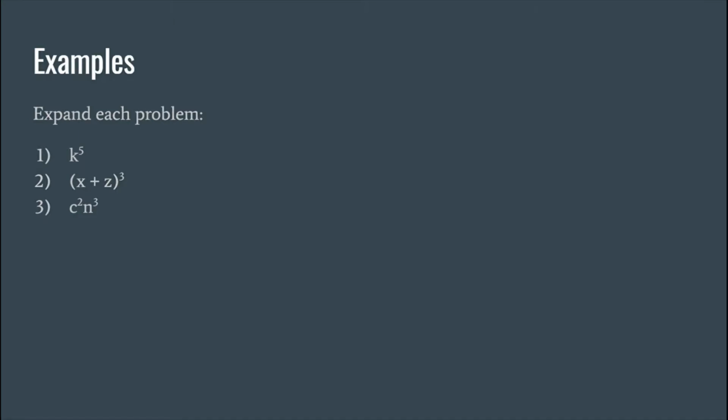You're right. Second one, quantity (x plus z) to the 3rd power. So that'll be (x plus z) times (x plus z) times (x plus z). And you also want to make sure you put the parentheses around each x plus z. Okay, now the last one, c to the 2nd power times n to the 3rd power. That one should be pretty simple as well. C times c times n times n times n. If you got that, good job.